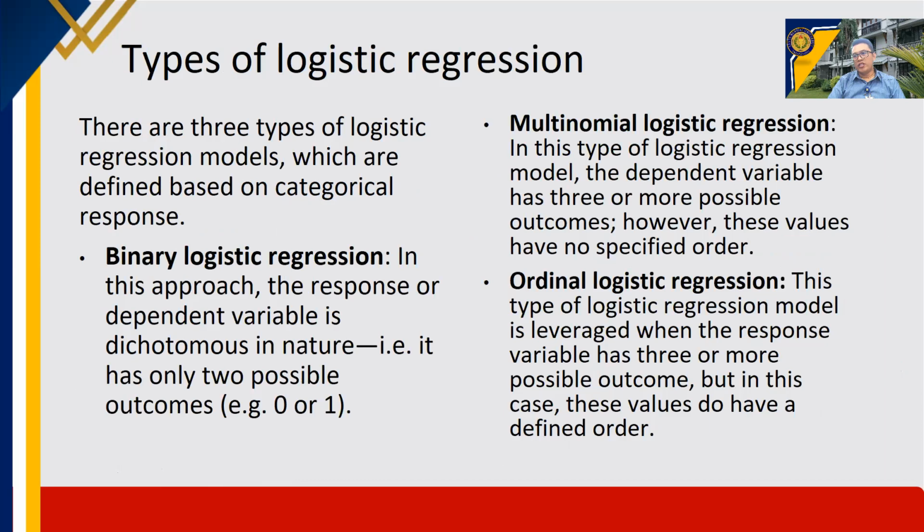Types of logistic regressions. There are three types of logistic regression models, which are defined based on the categorical response. One of which is binary logistic regression, in which the response or dependent variable is dichotomous in nature. For example, it has only two possible outcomes, such as zeros and ones.